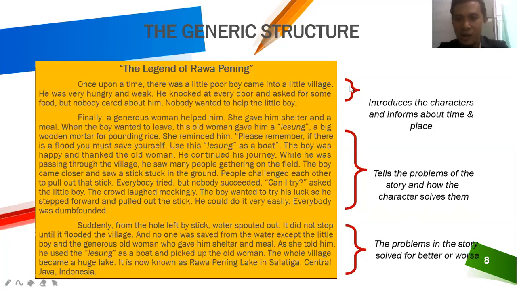What do we call the first paragraph, which introduces the characters and informs about the time and place? Orientation, that's right. Now, that tells the problem of the story and how the characters solve them. What do you call this, the problem of the story? Climax, sir. Yeah, it is called complication.